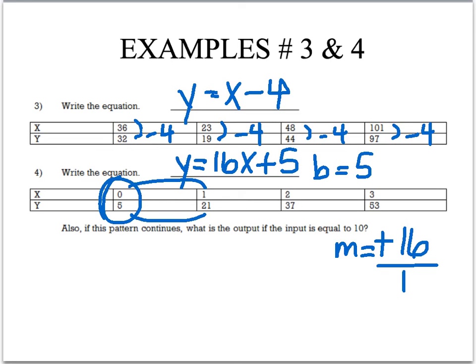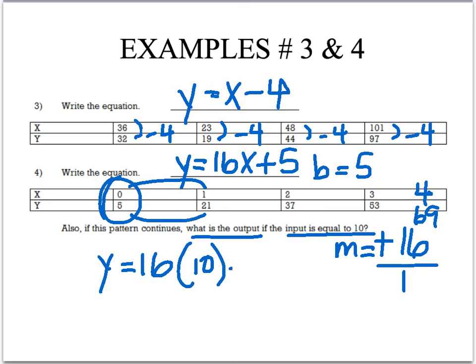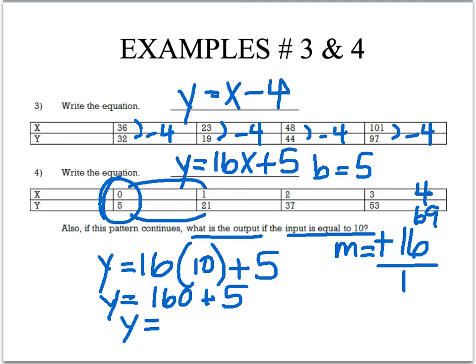And there's a second part to this question. It says, if this pattern continues, what is the output if the input is equal to 10? So I don't want to keep counting up by 16. I want to use the equation that I came up with to find, if the input is 10, what's the output? And so y equals 160 plus 5, so the output would be 165.